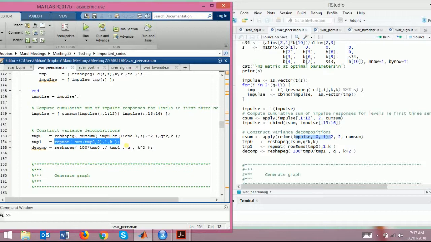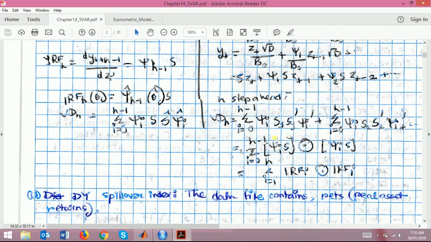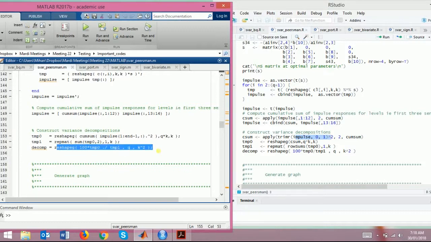And this was summing, this was moving forward, summing stuff up. You've done the multiplication, then you're summing them up. That's all. You've done the multiplication, and then the decomposition is represented by reshaping it. 100 is not necessary, maybe we want to change the dimension, that's all.